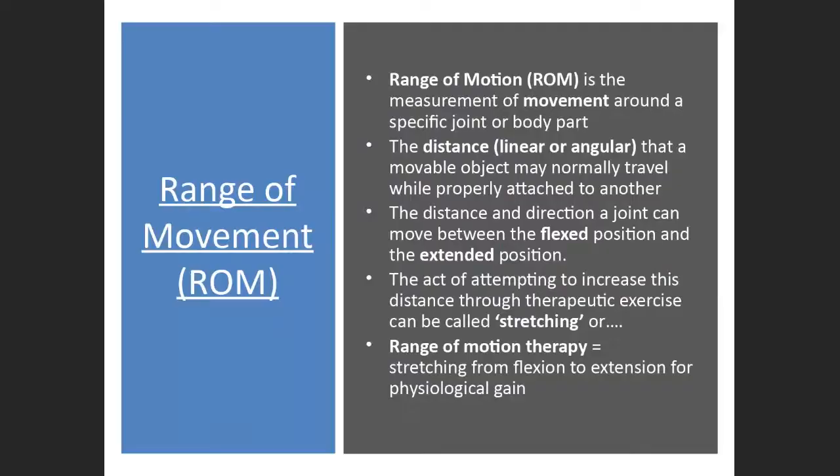So let's move on to today's lecture and what we're talking about. What we're talking about really is range of movement over a specific joint or body part. That could be the posterior chain, for example. And then we're talking about distance, which could be linear or angular. We remember that from our biomechanics lecture. That a movable object may travel while attached to another, i.e. effectively, the joints are attached to each other. So we're measuring the distance and direction of the joint moving.